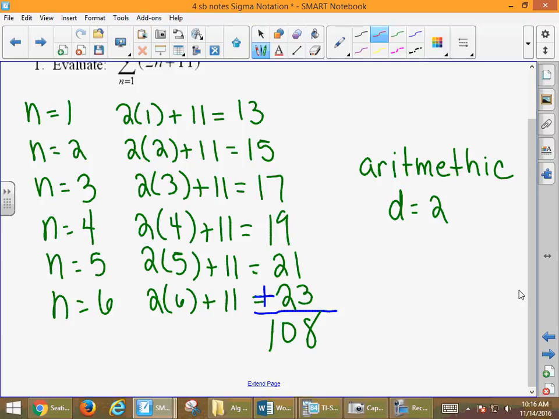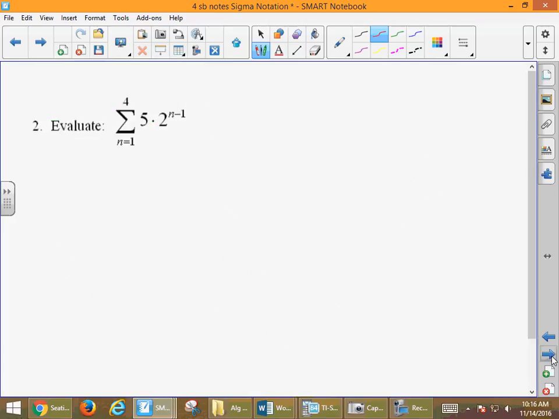So there's our first value here. Let's look at number 2. Not quite as lengthy. We're going to start from 1 to 4. So we're going to figure out our values in our sequence, putting 1 back into the function wherever we see n. So it's going to be 5 times 2 to the 1 minus 1. And you can type this in your calculator. That actually is 5 times 2 to the 0.